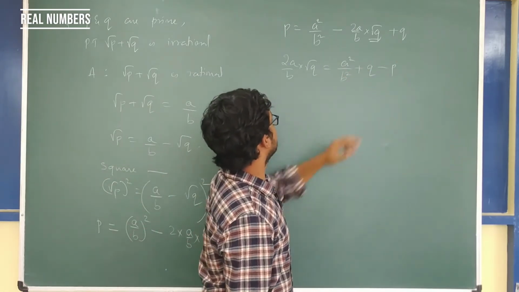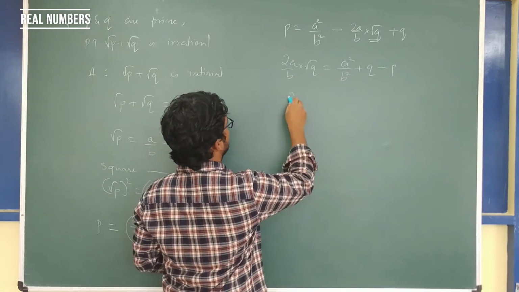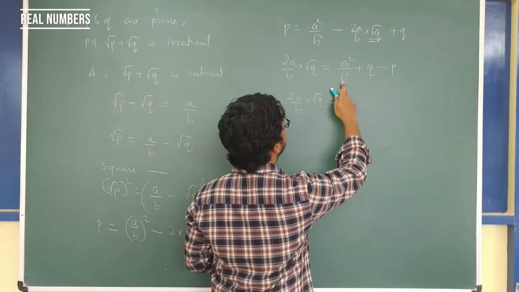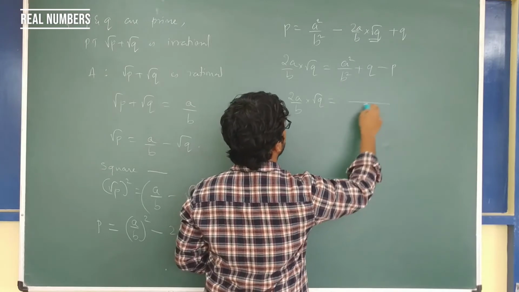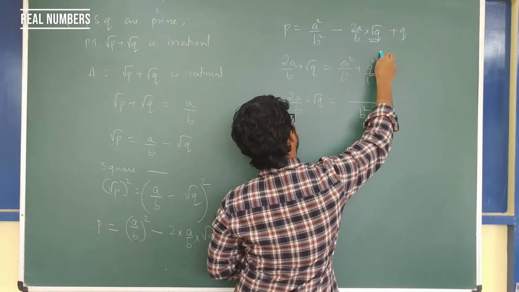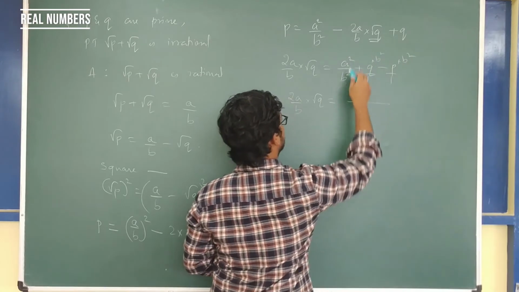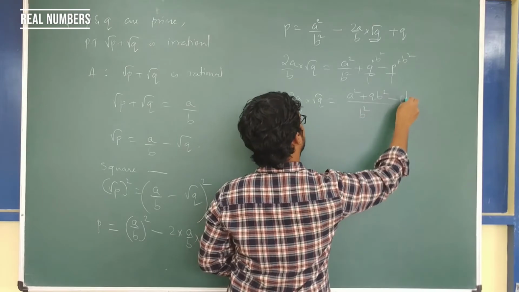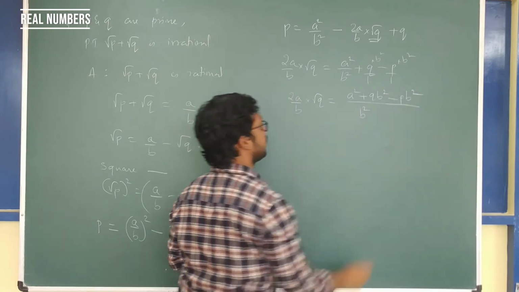Let's simplify this one. 2a by b into square root of q is equal to, taking b square as the LCM, so this is 1. Here you have to multiply by b square, here also by b square. So it becomes a square plus qb square minus pb square.